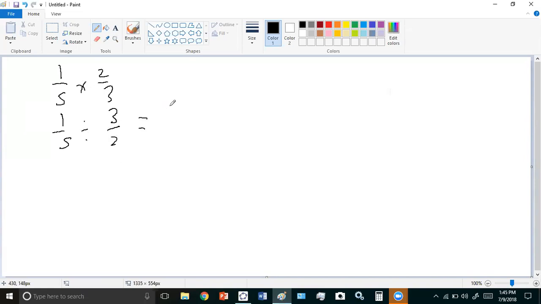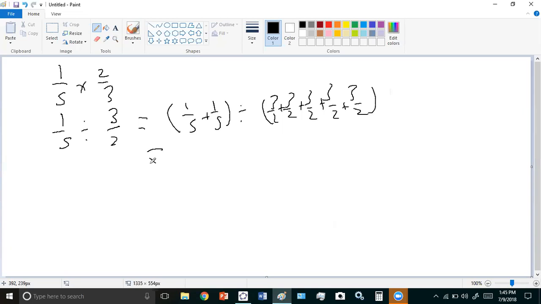We can say that's the same as 1/5 plus 1/5 divided by 3/2 plus 3/2 plus 3/2, 5 times, right? Which will give us 2/10. 1, 2, 3, 4, 5. That's going to be 15 over 1, 2, which is 10, right? So because these are the same, that's equal to 2/15. And that is, of course, the answer.